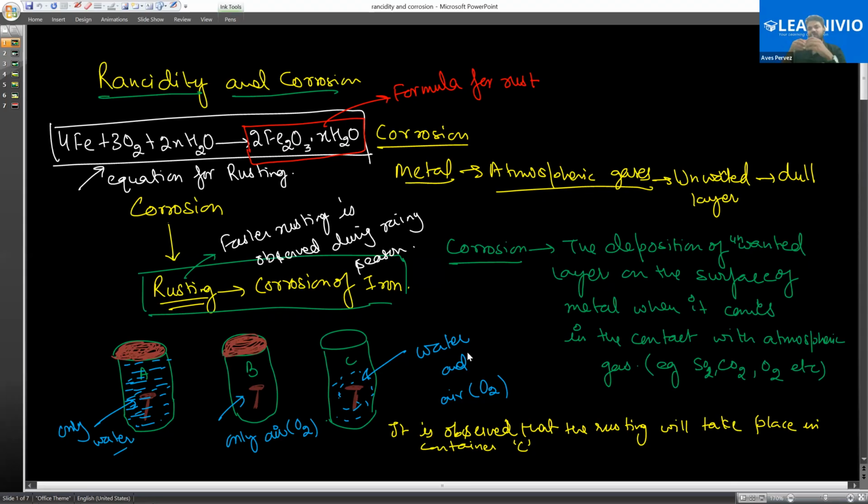We can say that it happens layer by layer in iron, the rusting. Because of rusting, the metals keep on depositing, or we can say keep on degrading themselves. So we'll say that corrosion is the deposition of unwanted layer on the surface of metals when it comes in contact with the atmospheric gases. Please note it down fast.